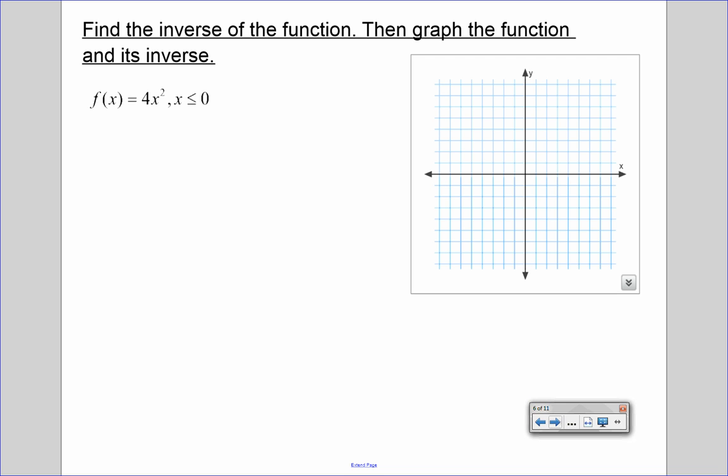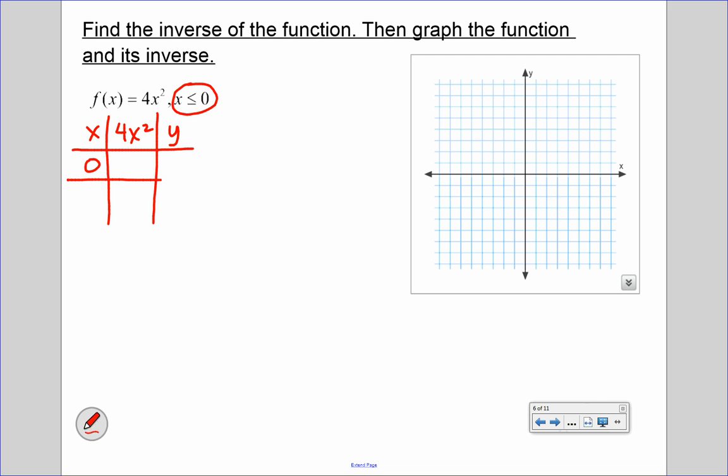We have the f of x equals 4x squared, and we have a restricted domain of x is less than or equal to 0. So that means x can be 0 or x can be negative. So that's going to help us use our table of values. So let's write a table of values. Okay, so we can use 0. All right, and our x values have to be less than 0, so let's use -1 and -2. So we have 0 for that, 4 for this, 16 for this. Okay, so let's graph that.